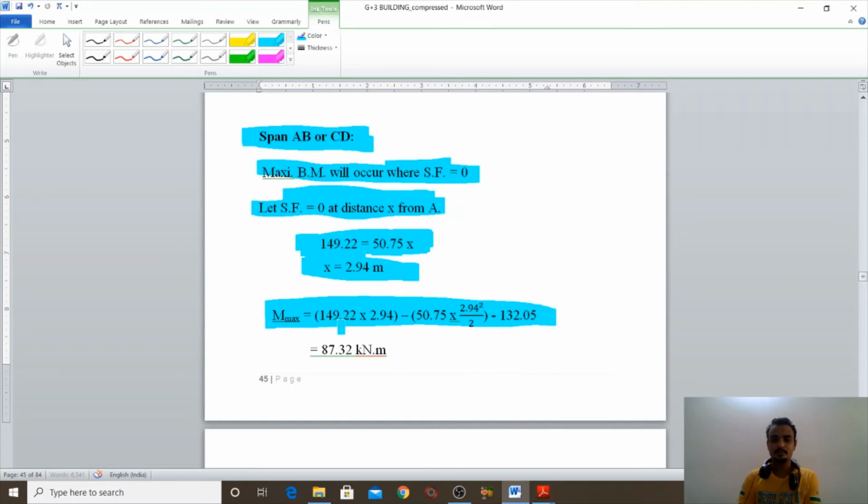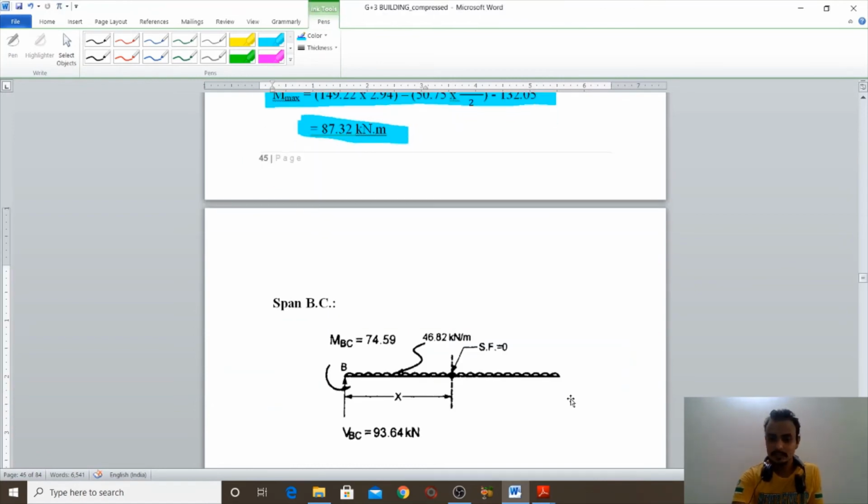So the maximum moment is 149.22, the reaction at point A, into 2.94, minus 50.75, the load, and 2.94 whole square divided by 2, minus 132.04, the fixed end moment. So by this equation we can find the maximum moment is 87.32 kilonewton meter. This is the maximum moment on span AB or CD.